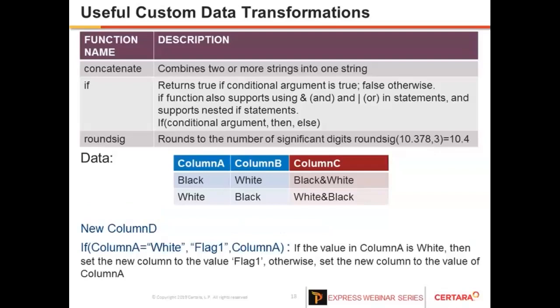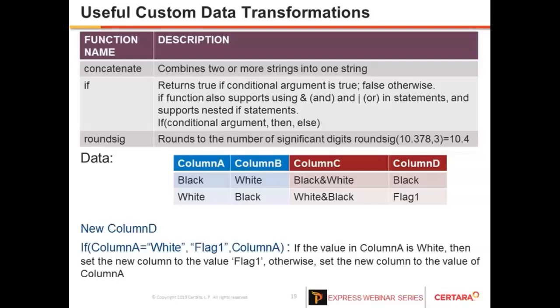Now let's talk about an if statement. If I want to create a new column D and I say, if column A is equal to white, then set it to flag 1. If not, keep the value of column A. So how would this look like? Column D then would look here and say column A is equal to black. So this is not true, so I jump here and I keep the value of column A, which is black.